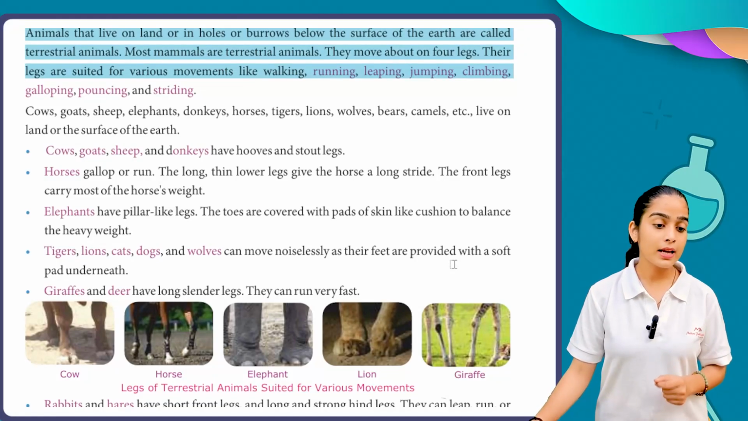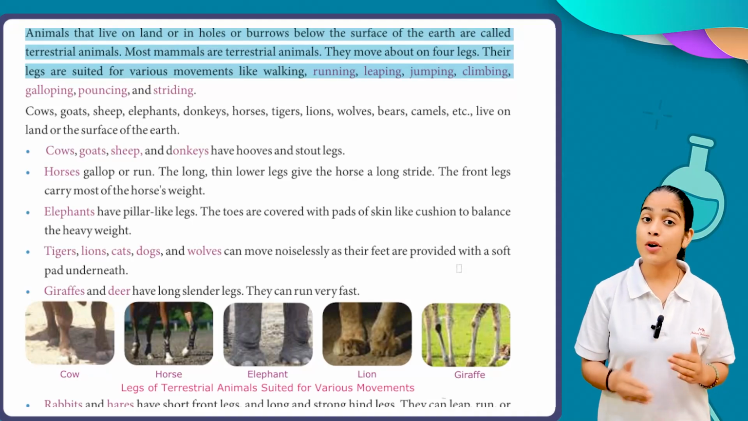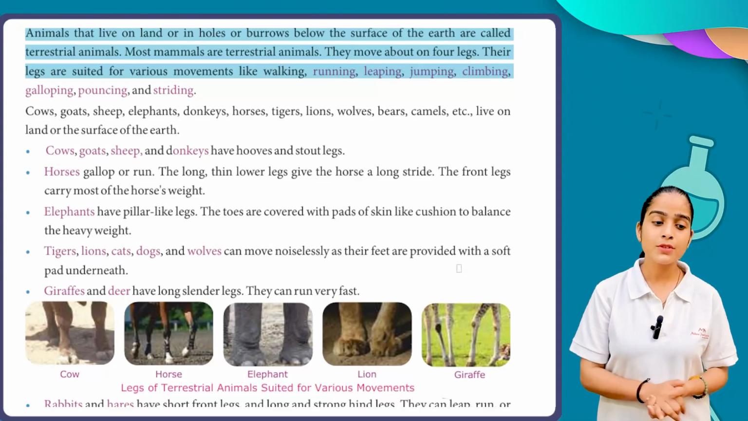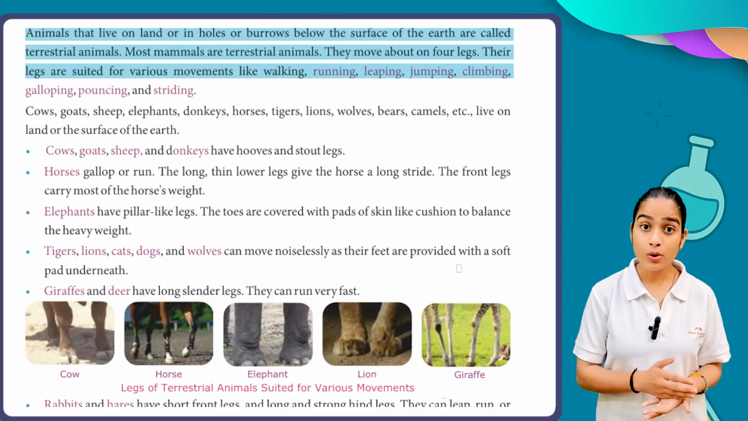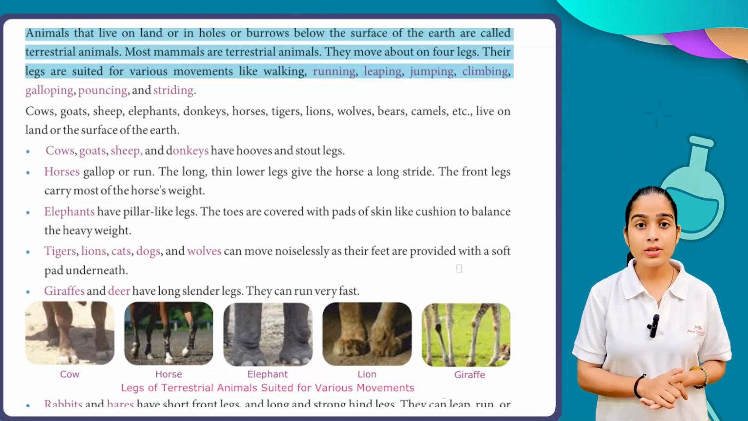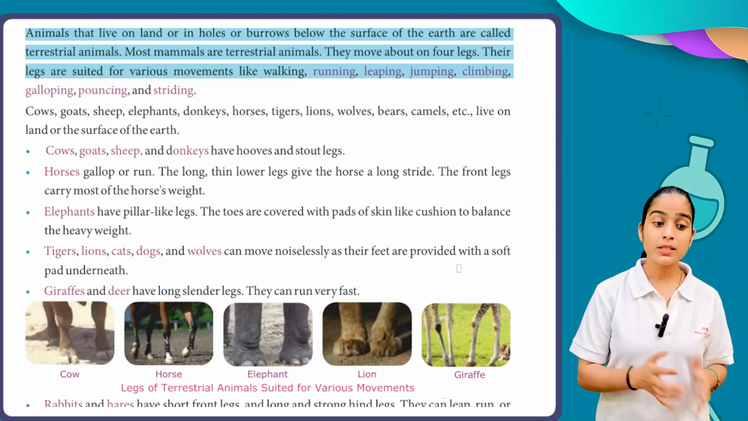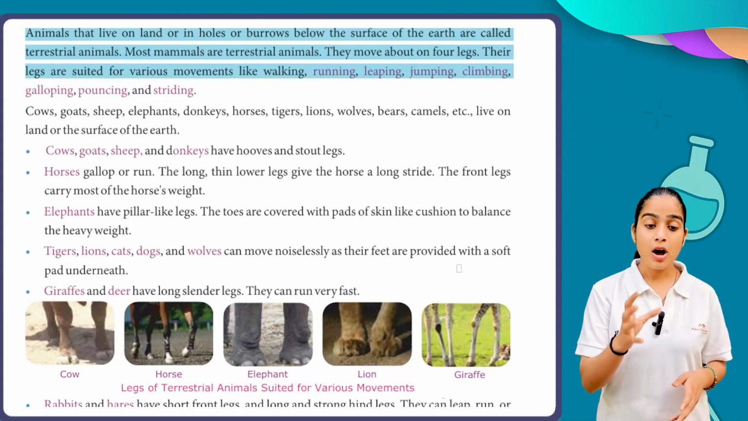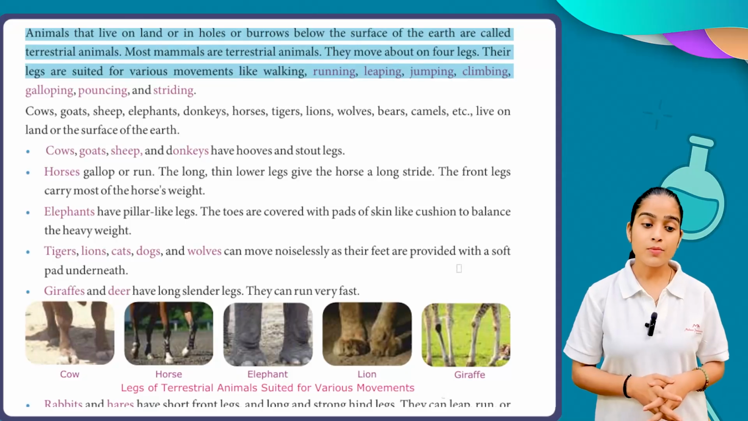The front legs carry most of the horse's weight. So what we understand here is that terrestrial animals have four legs, as we already discussed, but the type of legs differs because they perform different functions. As we talk about cow, goat and sheep, they do not need to move faster, but a horse needs to move faster. That is why the leg shape is built for galloping and running, and mainly the whole weight is managed by the front legs, which carry most of the horse's weight.